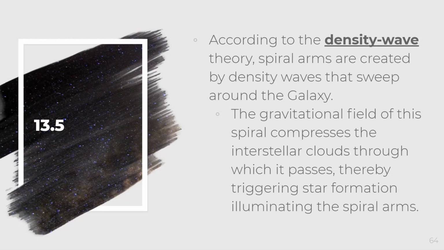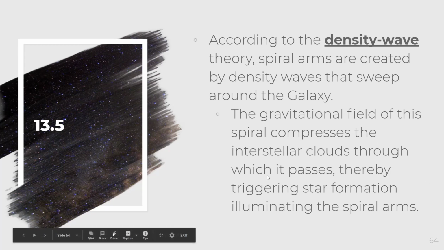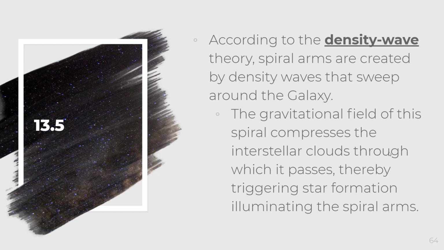So let's look at this first model, the density wave model, or theory. According to the density wave theory, spiral arms are created by density waves that sweep around the galaxy. The gravitational field of this spiral compresses the interstellar clouds through which it passes, thereby triggering star formation, illuminating the spiral arms. This is a little weird. I think this little thing might explain it a little better. The gravitational field, gravity essentially, compresses different clouds of gas, and that compression is what's moving, not necessarily the arm.